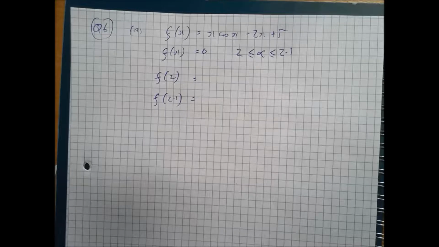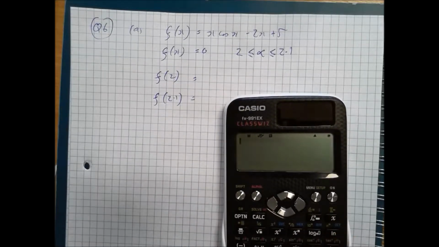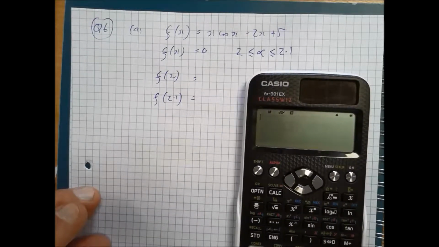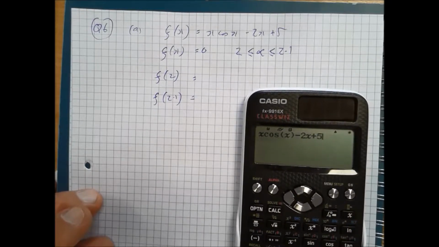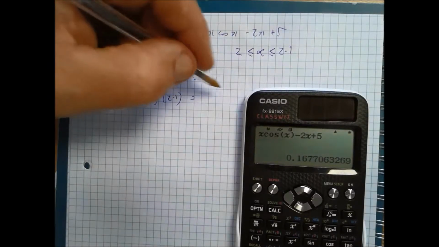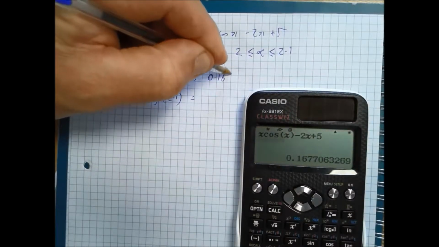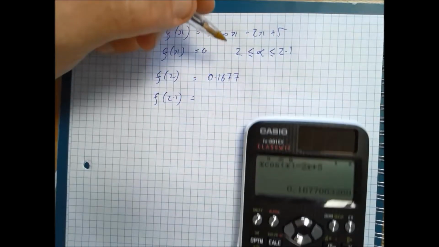Okay, first thing to do then is set the calculator and make sure it's in radians, and I'm going to start by defining 2 as x, and now I'm going to set up the equation in the calculator. x cos x minus 2x plus 5. Okay, we've got f of 2, x is already defined as 2, so f of 2 is 0.1677. I'll do it to 4 dp.